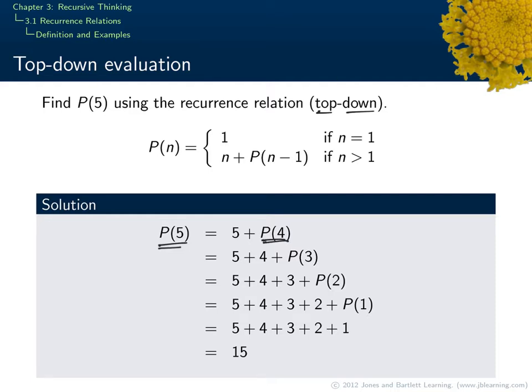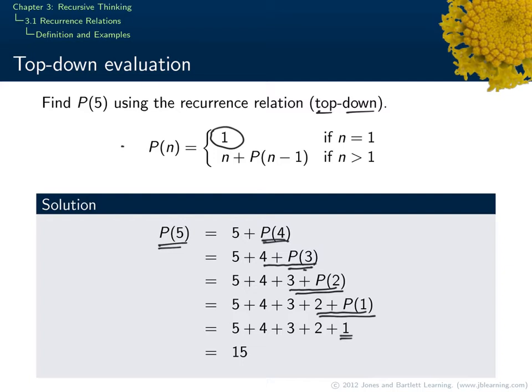Well, according to our recursive definition, P of 4 is 4 plus P of 3. And now the problem has shifted to figuring out what P of 3 is. But P of 3 is 3 plus P of 2. And P of 2 is 2 plus P of 1. And finally, we know what P of 1 is. It's just 1, right? So we can replace the P of 1 by 1.